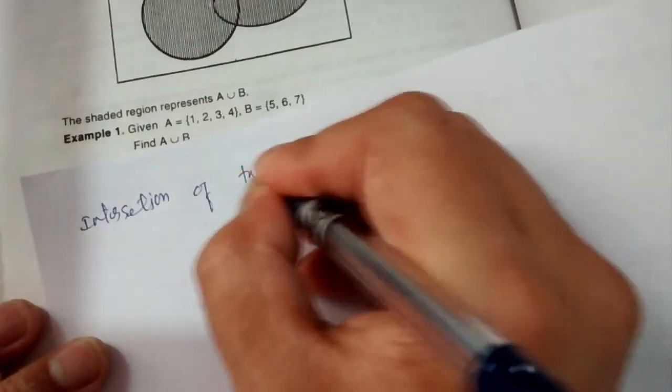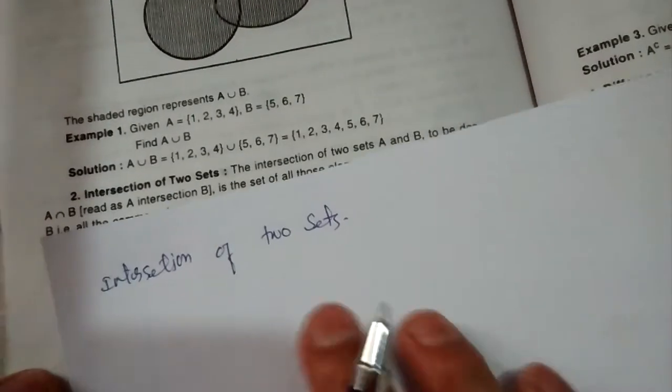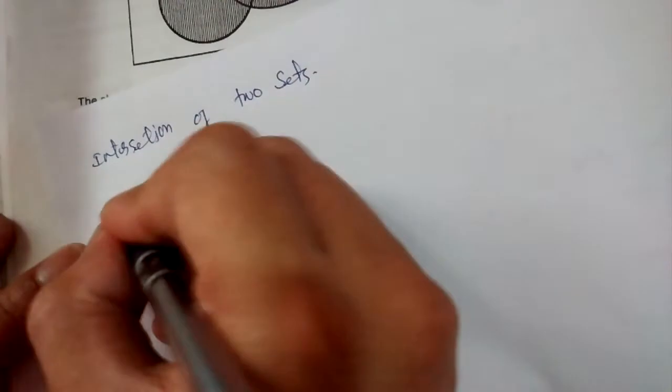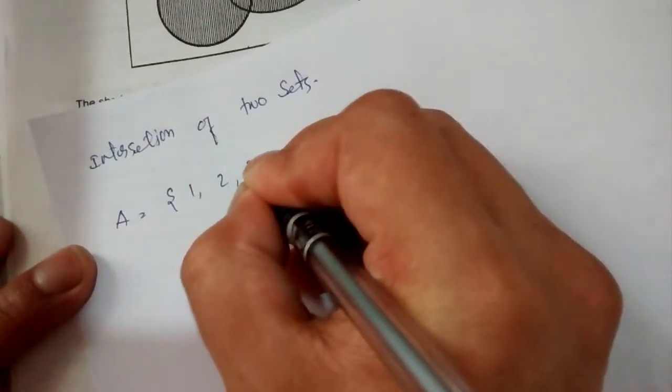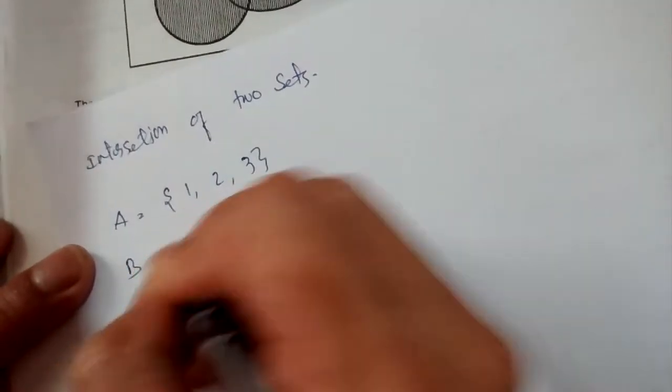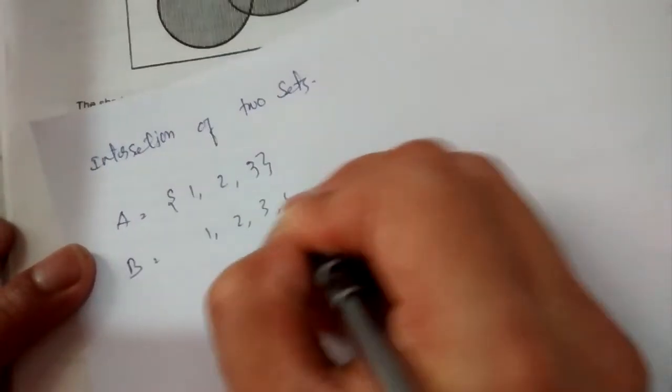Intersection of two sets. Okay, intersection of two sets. So what does it mean by intersection of two sets? Now let's assume that we are given two sets. Set A contains 1, 2, 3, and set B contains 1, 2, 3 and 4.